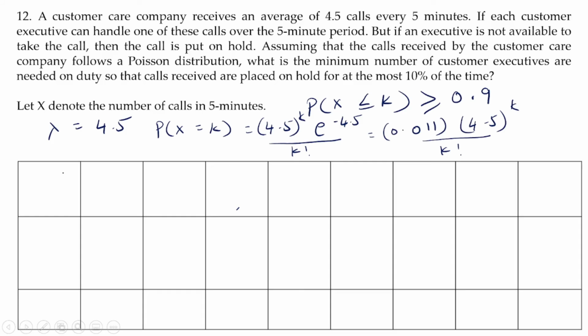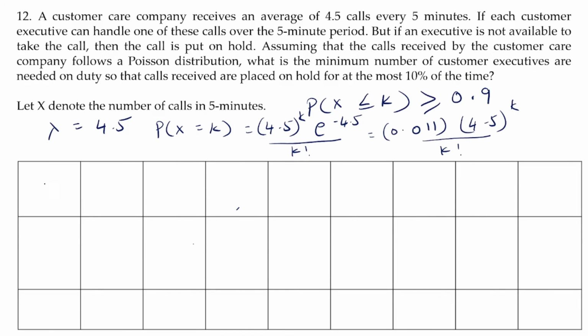Now let us find each of these. That is, we have to put k equal to 0, 1, 2, 3, and so on, until we get the probability of x less than or equal to k greater than or equal to 0.9. That value of k will be the number of customer executives.